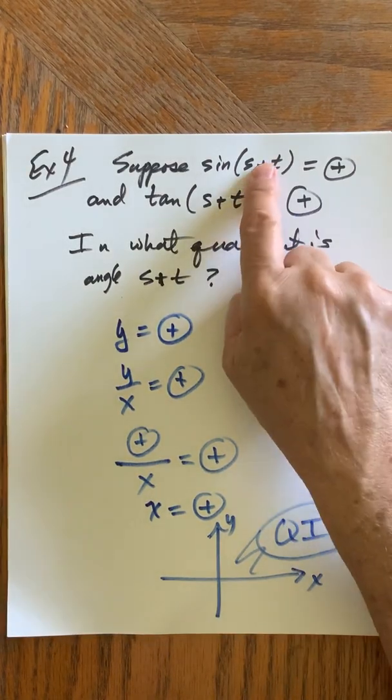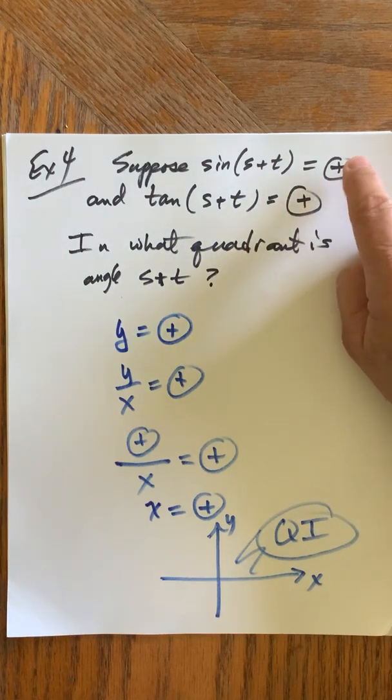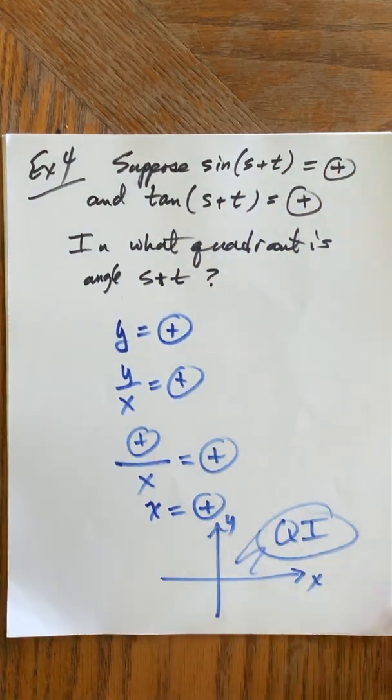Okay? So that's how you can tell what quadrant the sum or difference is in. And again, it doesn't even matter if this had been the difference. What I'm looking at is the signs, and working with the definition of the ratios.